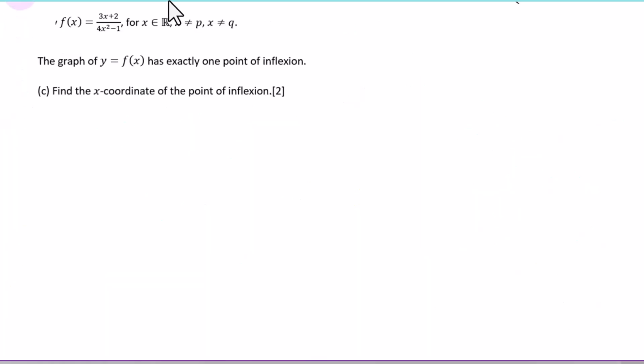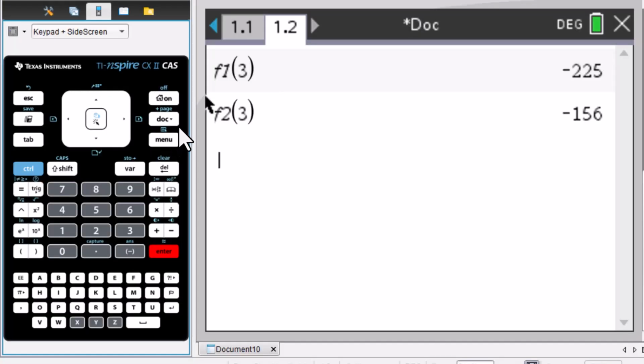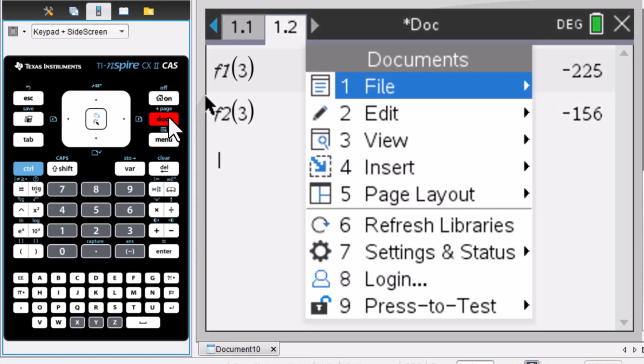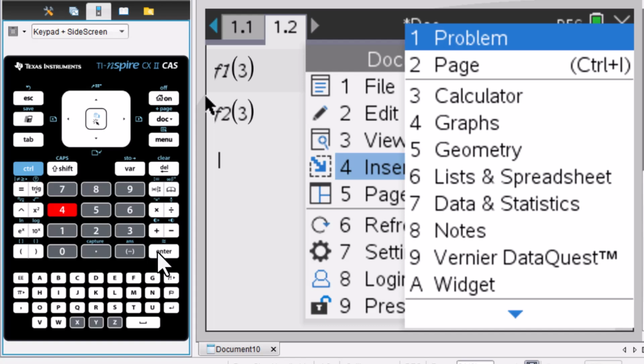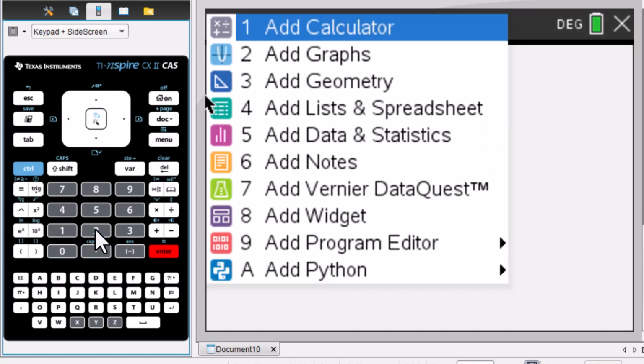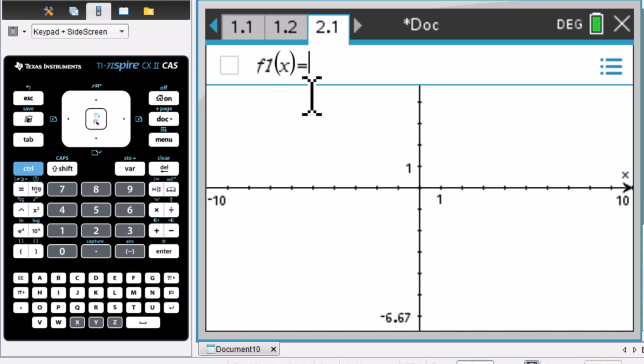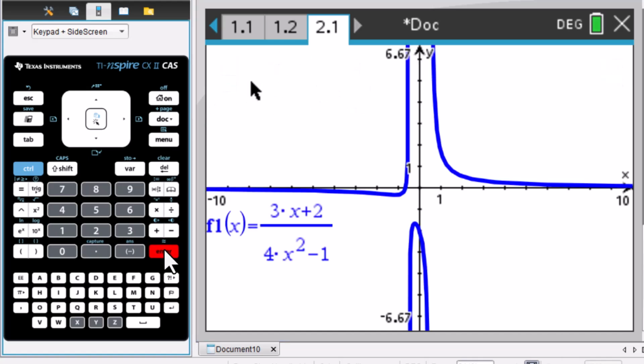The graph of y equals f of x has exactly 1 point of inflection. Find the x-coordinate of the point of inflection. We need to put f of x into the calculator. Open another document. Go to document, insert, and this time put the problem. Go to 2. f1 of x. Then enter.